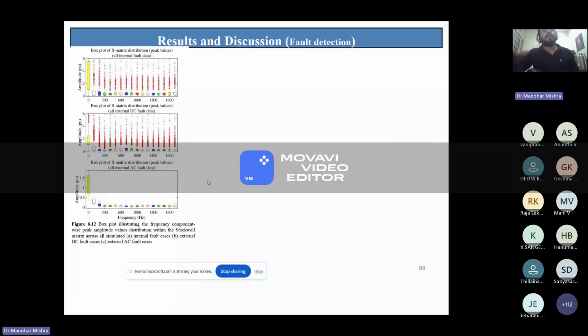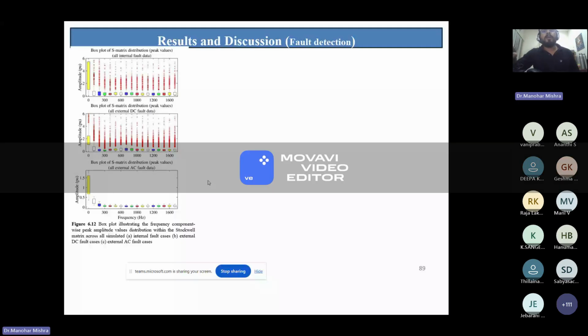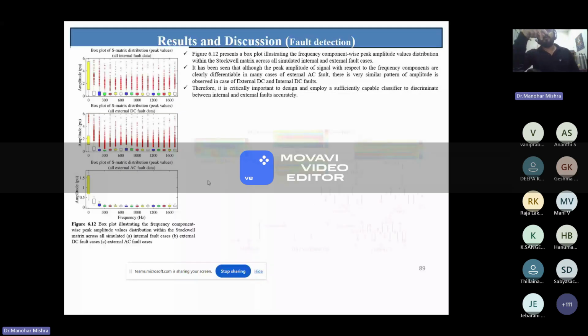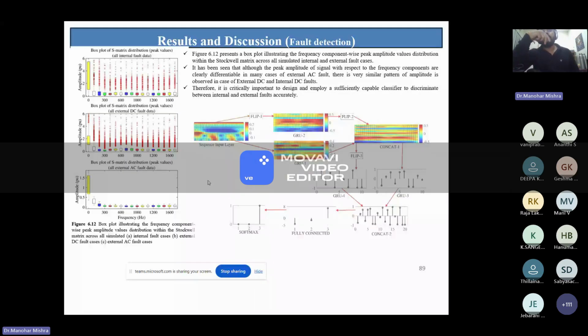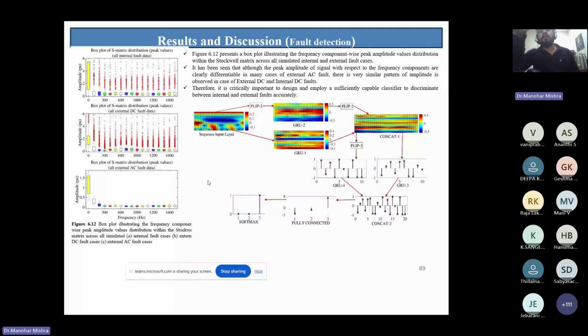Then these are the results and discussions for the fault detection. Here this is the box plot with respect to the frequency and the amplitude. This is the value for different external faults and internal faults, and here you can see the total proposed method. Here the sequence input layer, then flip, then the GRU unit, showing layer by layer how the system works inside the GRU, and last the softmax layer.